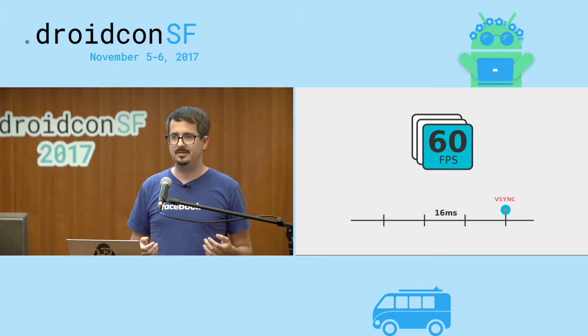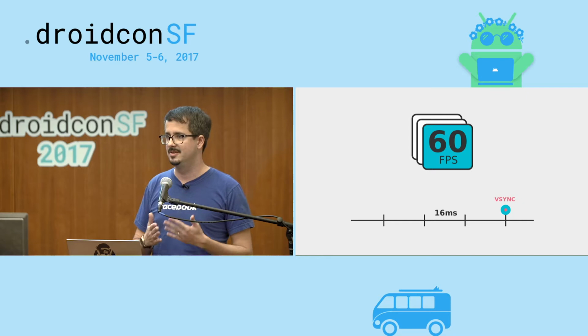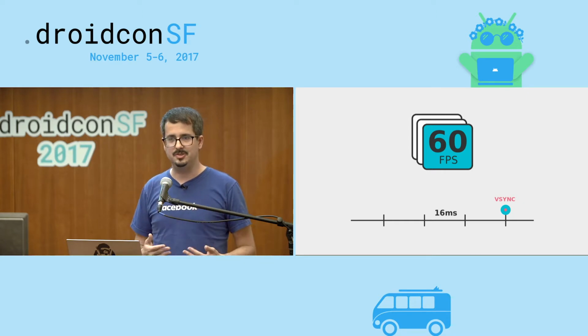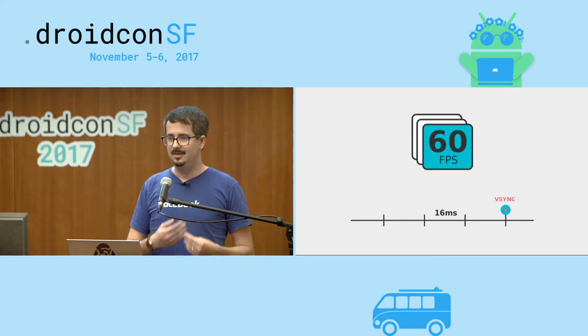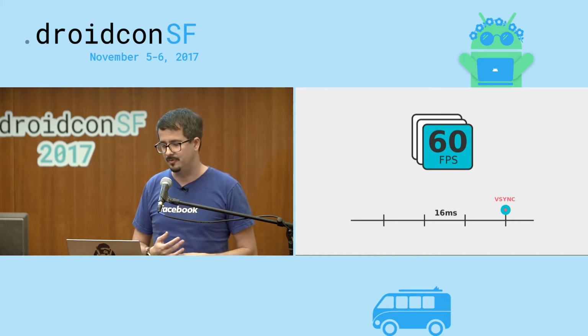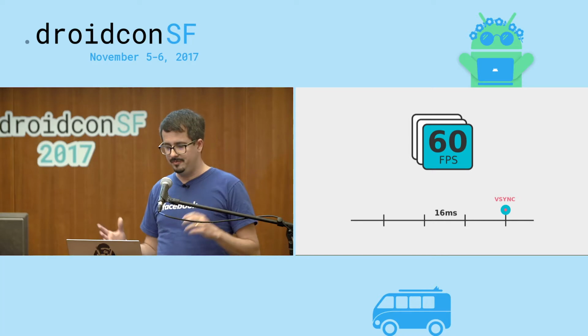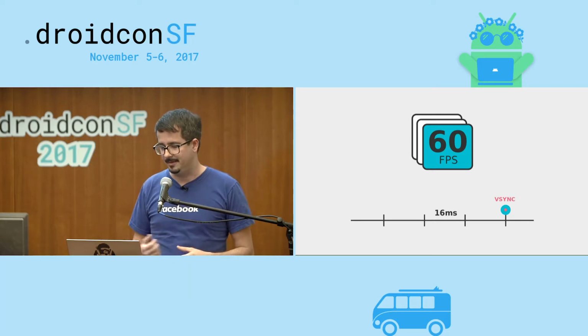So as a product engineer, it's your job to make sure that whatever you're doing in your app fits those windows. And as long as you keep up with these deadlines, your users are going to have a great experience. You're not going to see any jank or dropped frames and so forth. So dropping frames is bad, and you want to avoid that.